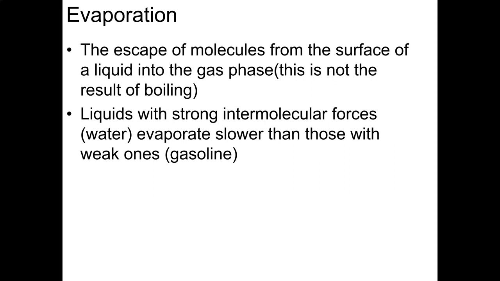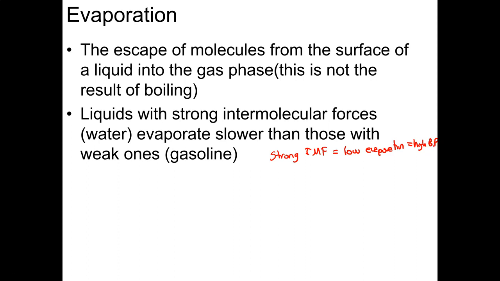Liquids with strong IMFs evaporate slower. Why is that? The stronger the IMF, the more energy you have to put in to weaken that IMF, actually break it. Because when you're going from liquid to gas, you break IMFs and become a gas. So in this situation, the stronger the IMF, the less likely it's going to become a gas because you have to put in a lot of energy to make it happen. So that's why water evaporates much more slowly than a substance like, let's say, gasoline. So for our purposes, strong IMFs is equal to low evaporation is equal to high boiling point.